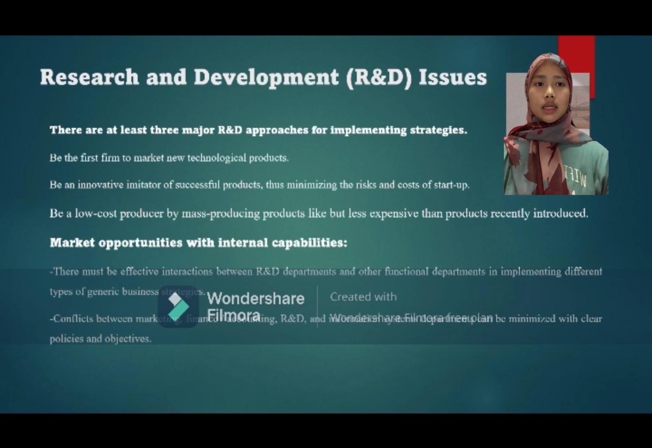Therefore, to ensure it is balanced, there must be effective interaction between the R&D department and other functional departments that implement various types of generic business strategy. Conflict between marketing, finance, accounting, research and development, and information system departments can be minimized with clear policy and objectives.